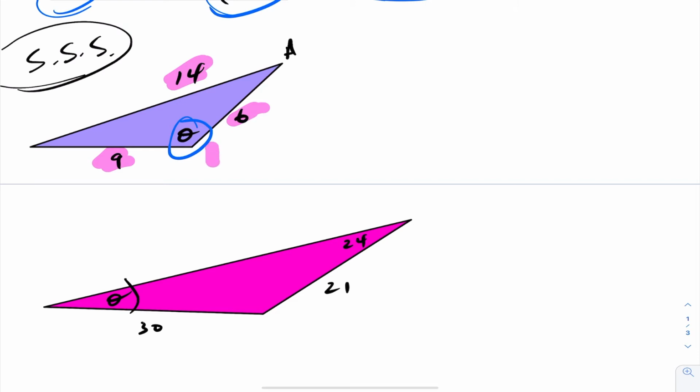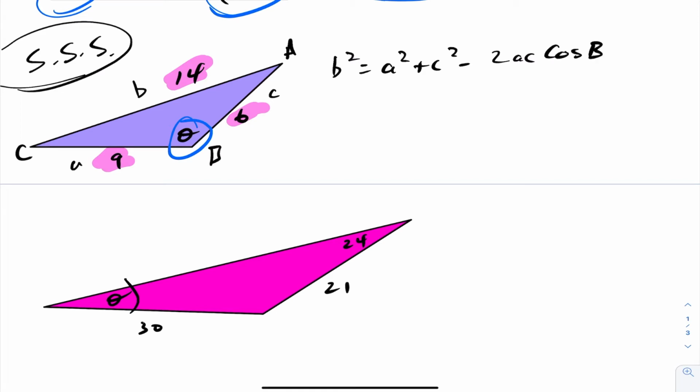So let me label the triangle A, B, C. In this case, I'm looking to solve for angle B. So this will be lowercase b, lowercase c, lowercase a. If I'm looking to solve for angle B, I'm going to use the b squared formula for my cosine law. So I'm going to sum the squares of the other legs minus 2 times the product of those legs, times the cos of B. B squared we know is 14. So this would be 14 squared is 9 squared plus 6 squared minus 2 times 9 times 6, times the cos of the angle that I want.